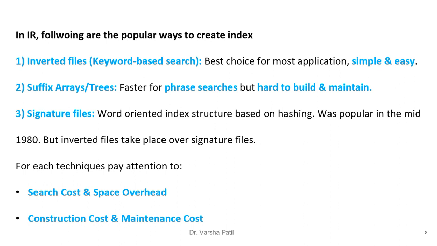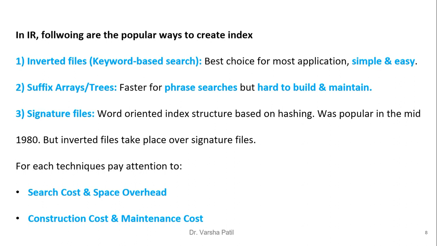First is the inverted file. It is the best choice for most applications because it is simple and easy. Suffix arrays and trees are faster for phrase search but hard to build and maintain. Signature file is a word-oriented index structure based on the hashing concept. It was popular in the mid 1980s, but the inverted file took over from the signature file because the inverted file is very easy compared to the signature file, and simple and easy to maintain.